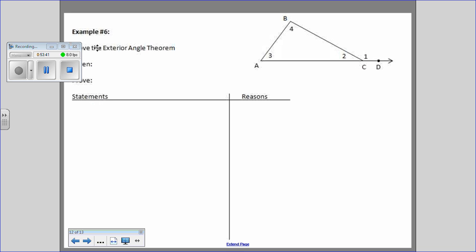Triangles. So my given is just that I have a triangle. I have triangle ABC. That's my given. That's what I'm starting with. That's what I need to have in order to be able to have an exterior angle.